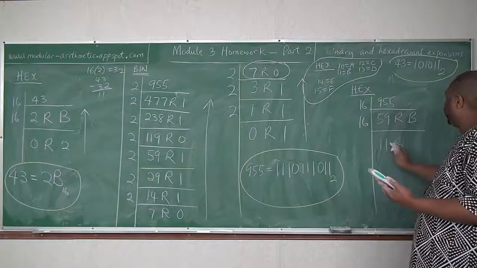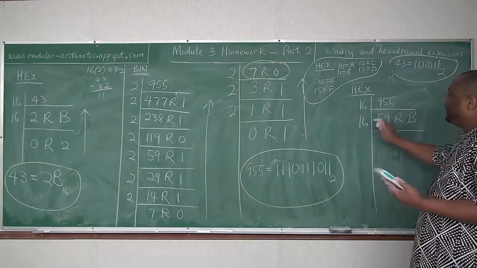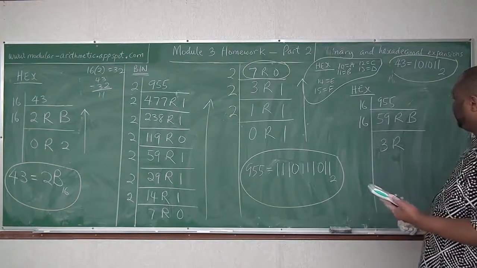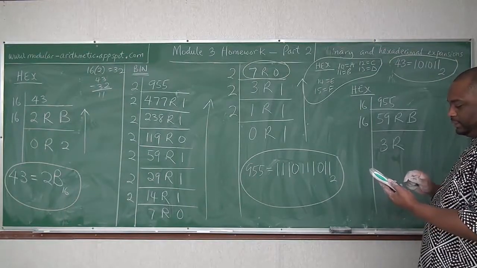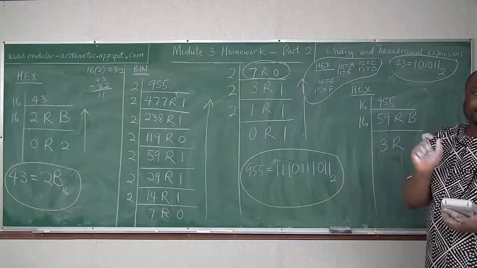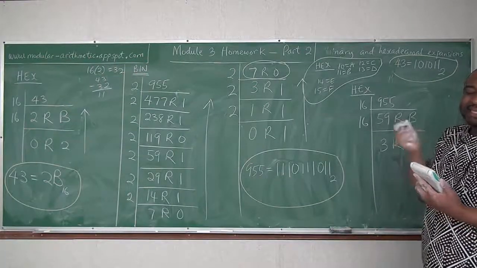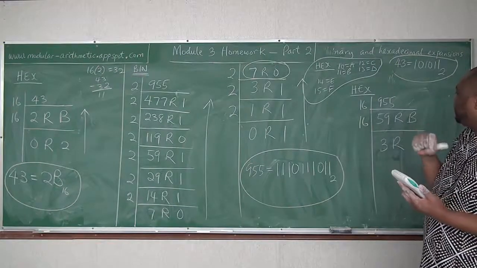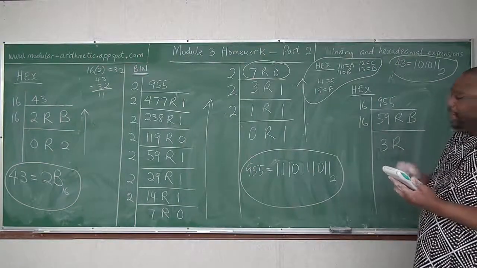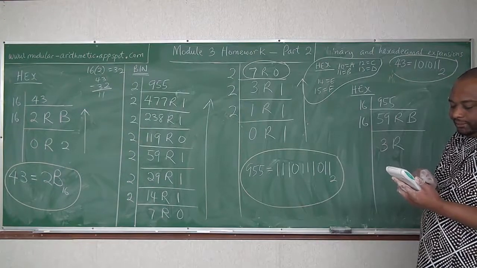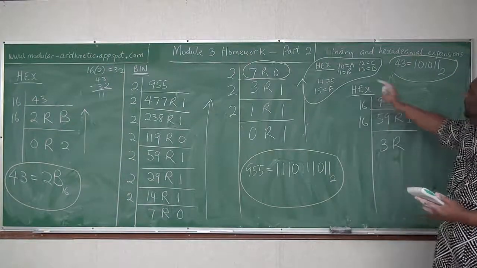I'm sorry. 59 divided by 16 is 3. Remember, you take the integer part. 59 divided by 16 is 3.6875. Take the integer part, so 3. 16 times 3 is 48. 59 minus 48 gives you 11. And 11 is B.